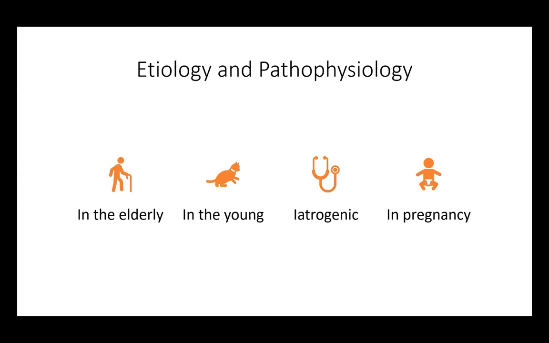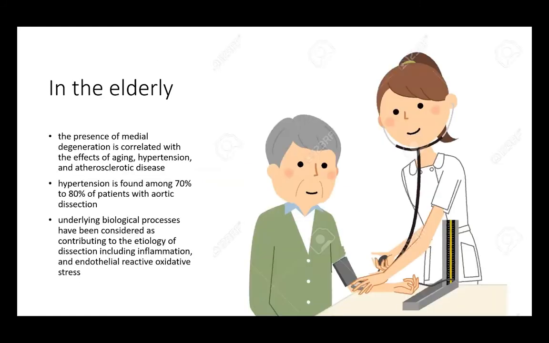The etiology of medial degeneration can be different in some patient subgroups, so we'll talk about it in patient subgroups. In the elderly, the presence of medial degeneration is correlated with the effects of aging, hypertension, and atherosclerotic disease. Hypertension is usually found among elderly patients with aortic dissection, in 70 to 80% of patients with aortic dissection.